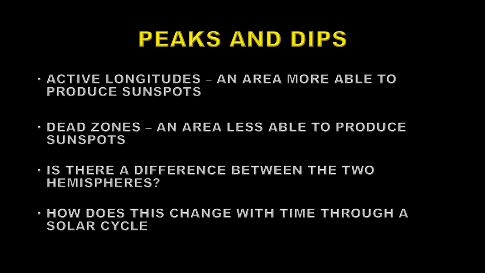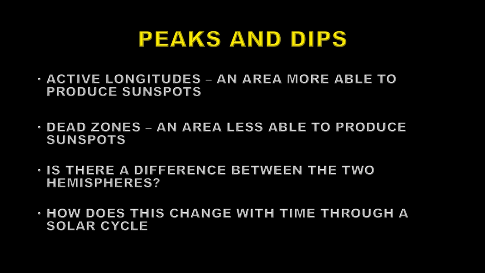There has been a long history of people discussing active longitudes on the sun, whether they're real or not, how long they last and how they change. But basically it's an area that's more able to produce sunspots. The question is, along with active longitudes, are there also dead zones, areas that are less able to produce sunspots consistently over time? And is there a difference in these active longitudes and dead spots between the two hemispheres? And how does this change throughout the solar cycle? We did some work back in 2009, a colleague and I, and we found that we thought that these regions drifted over a solar cycle.